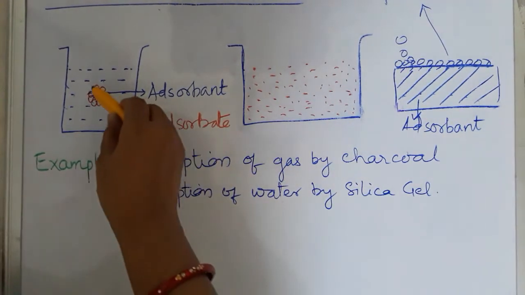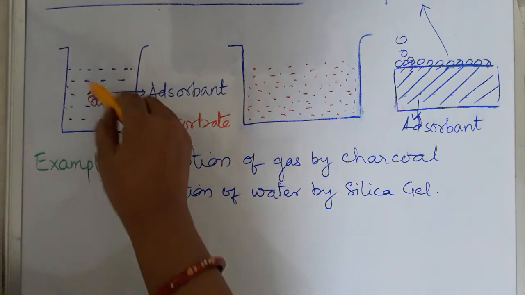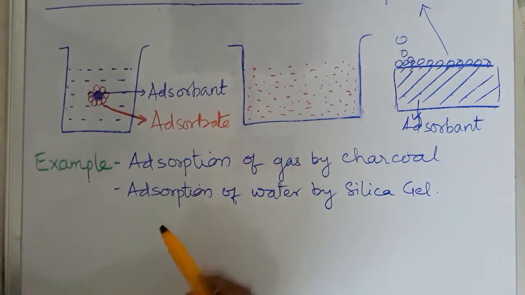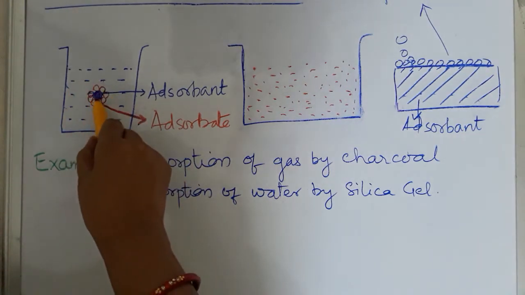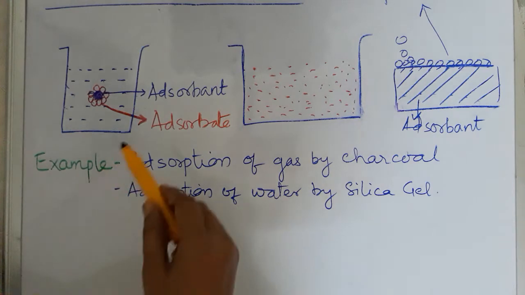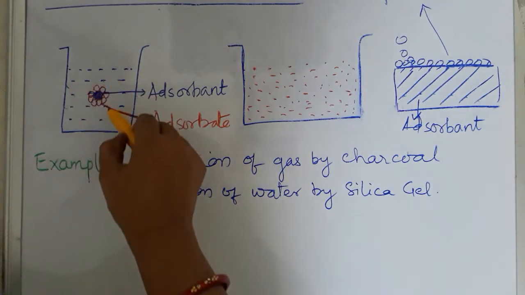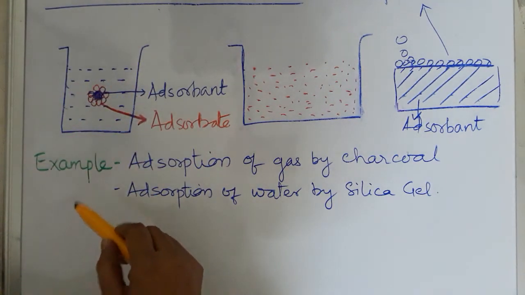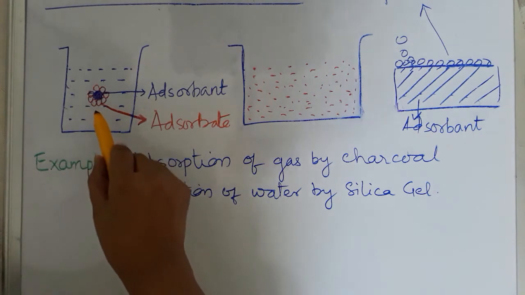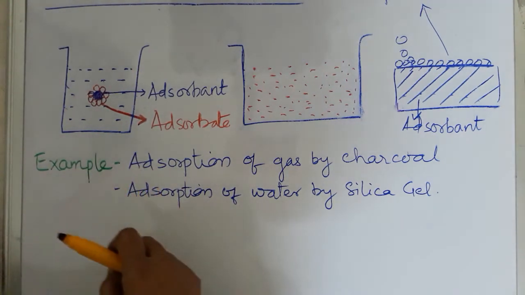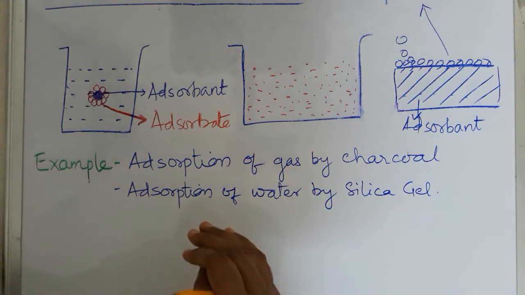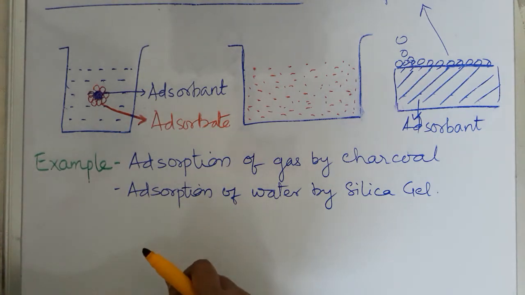Accumulation of particles on the surface is known as adsorption. As a result of adsorption of colored particles by the charcoal, slowly the ink will become colorless when adsorption is complete. Now, what is the reason that adsorption takes place only on the surface?